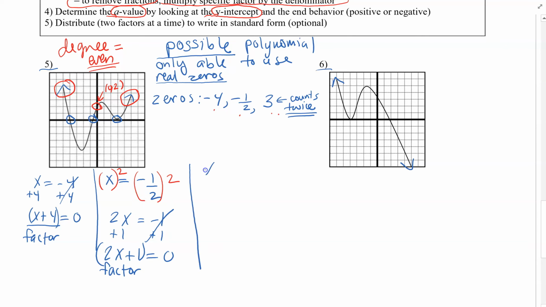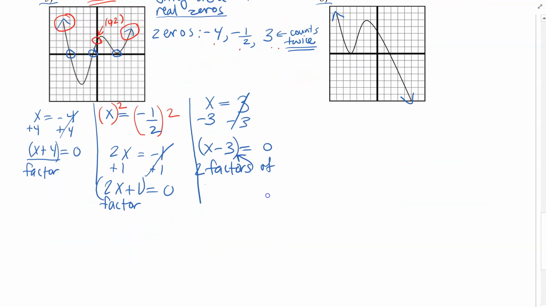And then my last 0 was 3. So in order to have a 0 of 3, I must have had a factor of x minus 3. And again, this one counts twice. So there's actually two factors of x minus 3. Okay, so here's what I have so far. So far I have y equals, and I'm going to put this a right here because I'm going to solve for that in a moment.